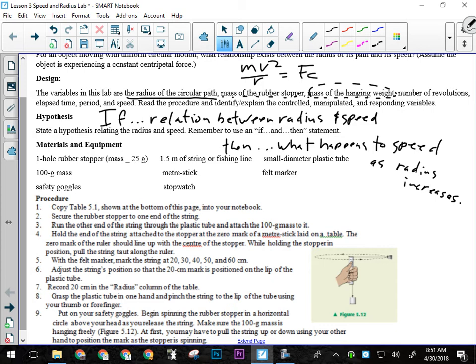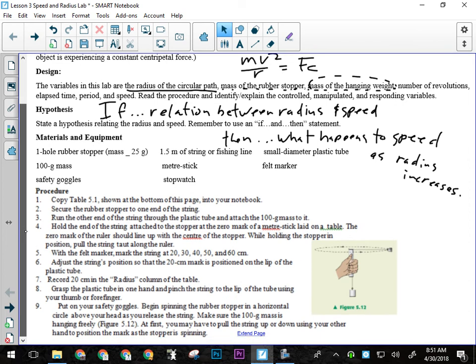So the procedure is fairly straightforward. I've already kind of shown you how the spinning part is going to work. We're going to have 100 grams hanging off the bottom. Don't make it more than that. We need it to be 100 grams all the way through the experiment.